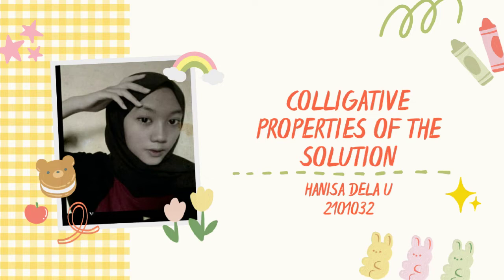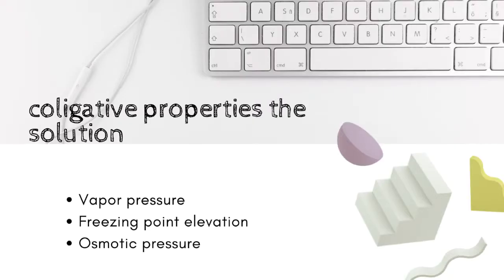Today I will talk about colligative properties of the solution. Colligative properties are physical properties of a solution that only depend on the concentration of solute particles, but not on their type. Colligative properties of solution include vapor pressure, freezing point depression, and osmotic pressure.